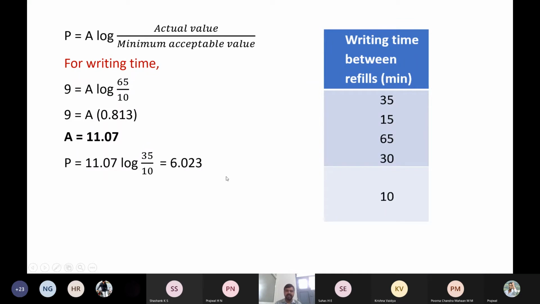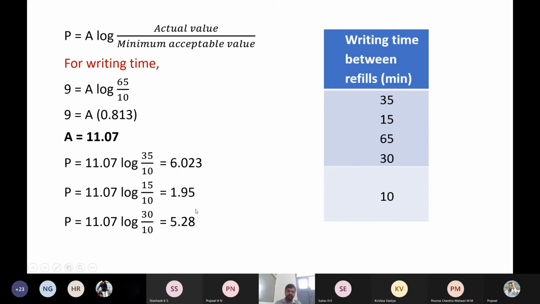So we are determining the preference value on a scale of 0 to 10, and 10 is the ideal case, so we are considering the maximum value as 9. Next, similarly, for 15 you will get 1.95. For 30, you will get 5.28.